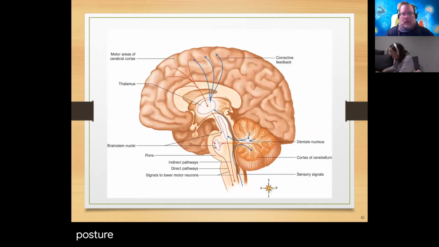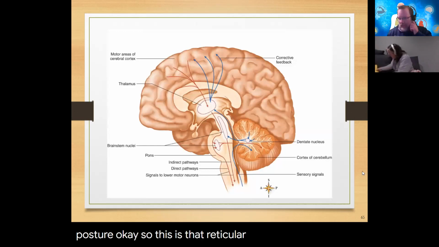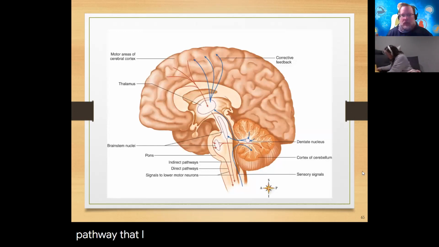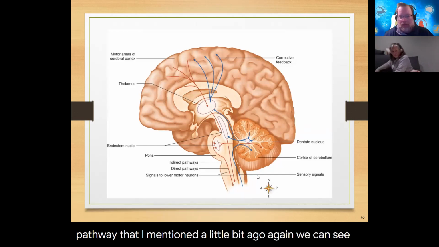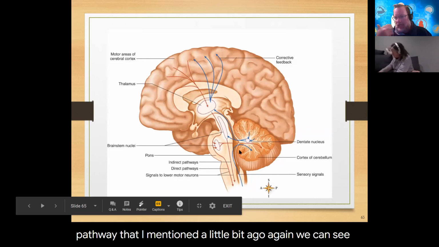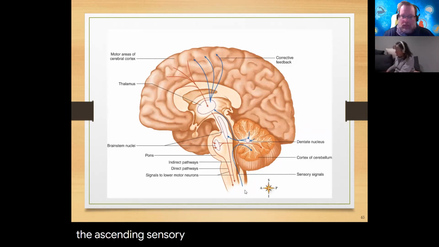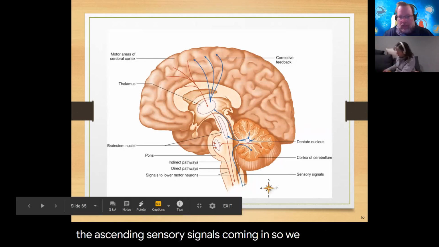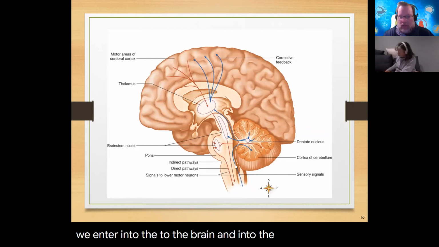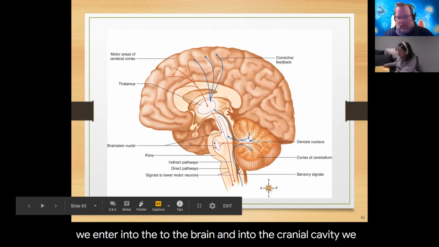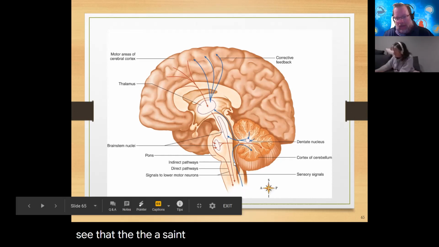Okay. So this is that reticular activating system pathway that I mentioned a little bit ago. Again, we can see in blue, in essence, the ascending sensory signals coming in. So we see that as we enter into the brain and into the cranial cavity, we see the ascending pathways.